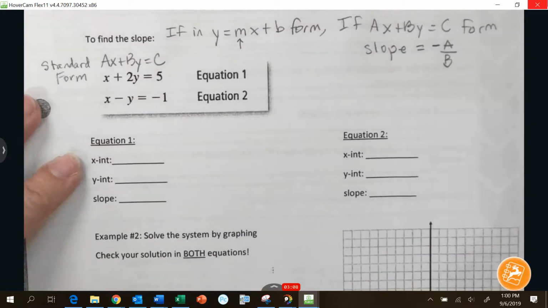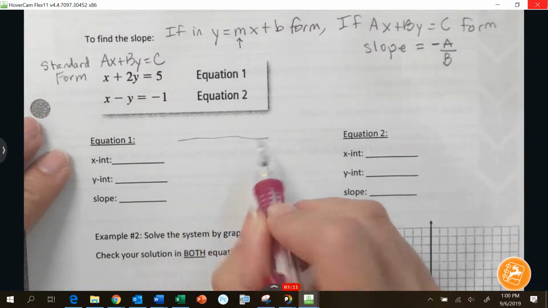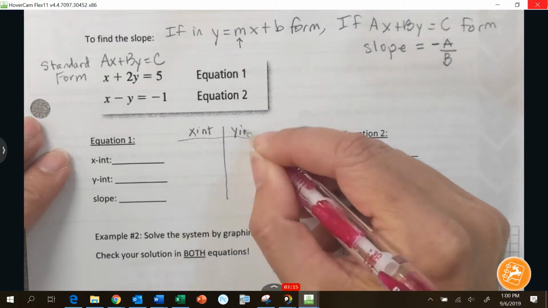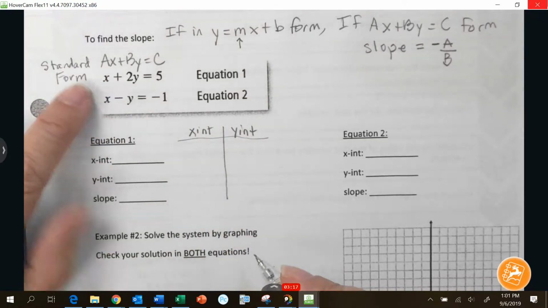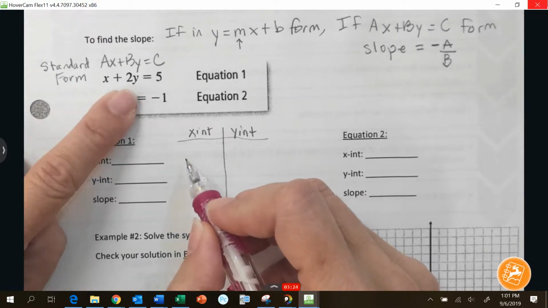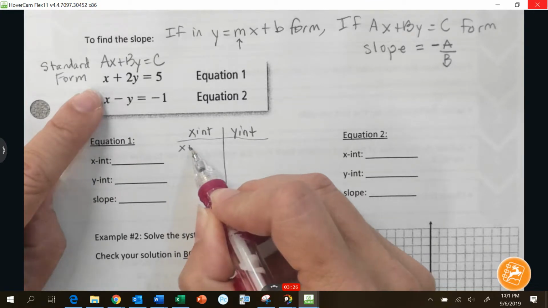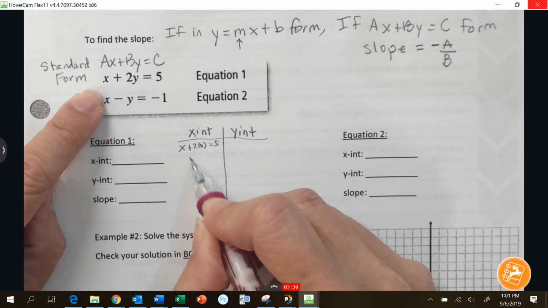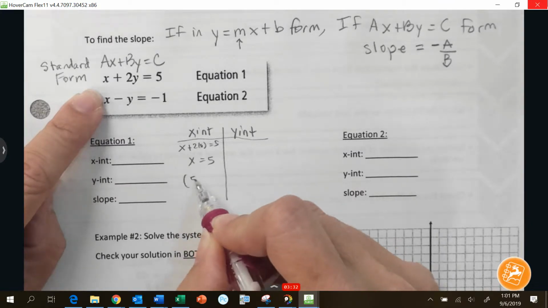So equation 1. I'm just going to make like a little chart here. So our x-intercept and our y-intercept. To do our x-intercept, what do we do? Make y 0. So in the equation, wherever there's a y, it's now 0. x plus 2 times 0 equals 5. So I get x equals 5. My x-intercept is 5, 0.